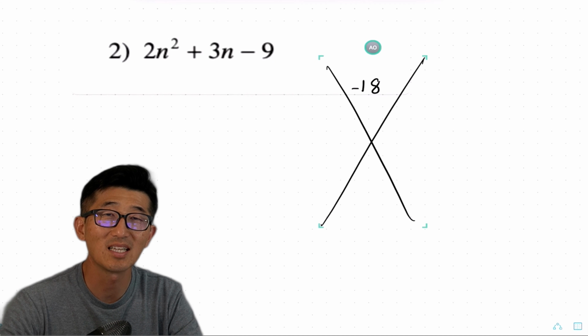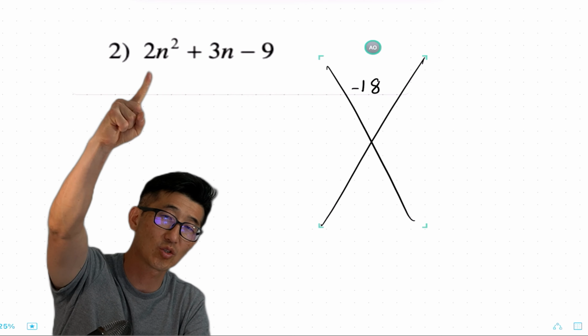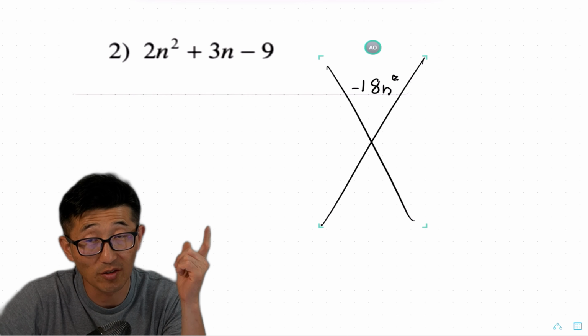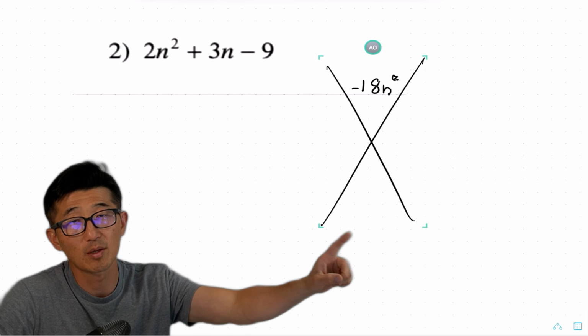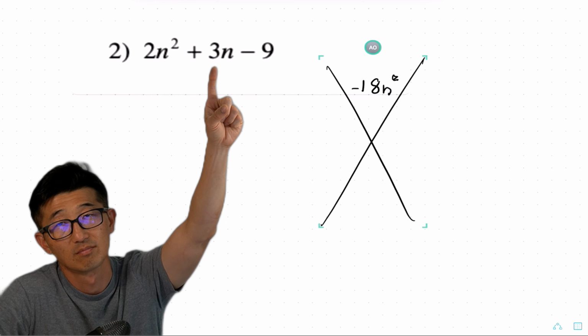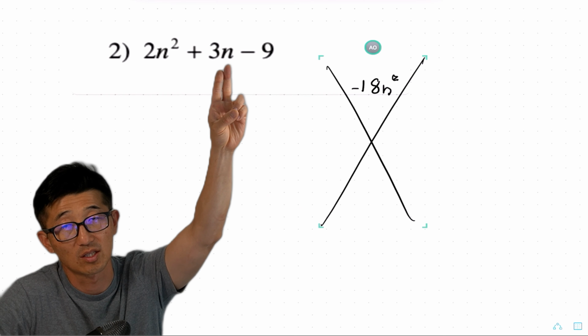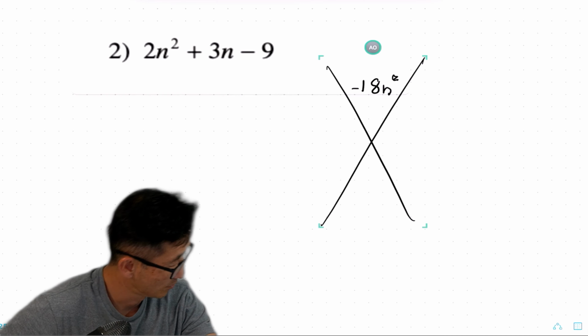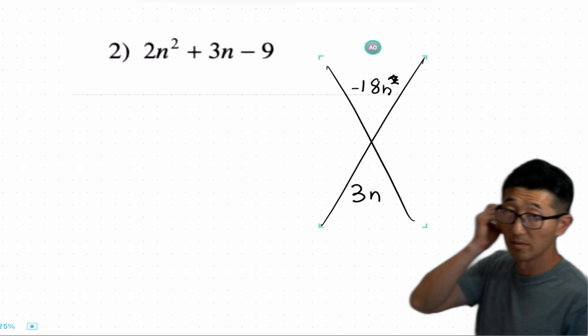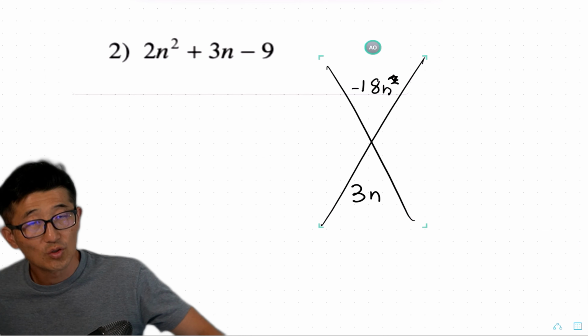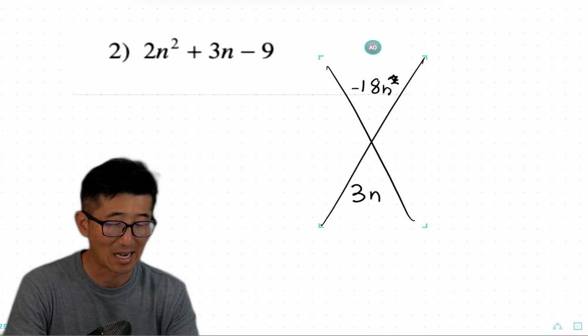Now put 18n squared because you're multiplying the 2n squared times negative 9. Now again, some teachers leave it out, but for this time, let's just leave it in so you can visually see what's going on. The bottom number is going to contain what? The middle guy, the 3n sits right here. Now find two numbers that multiply upwards and add downwards.